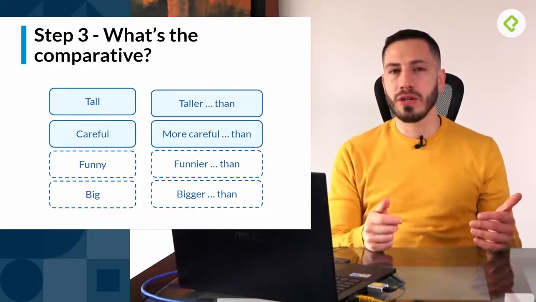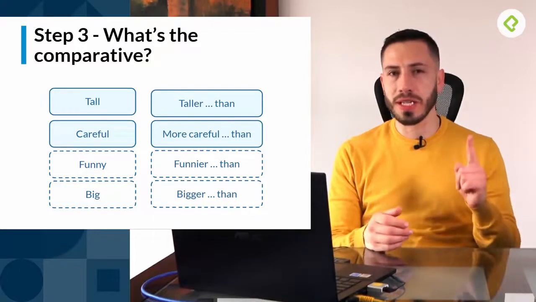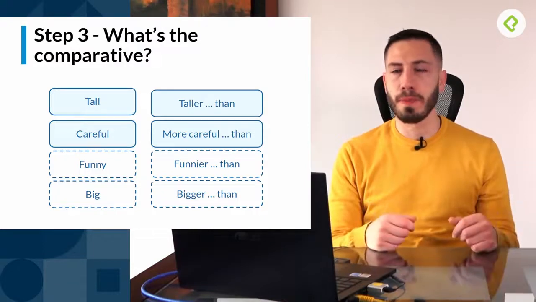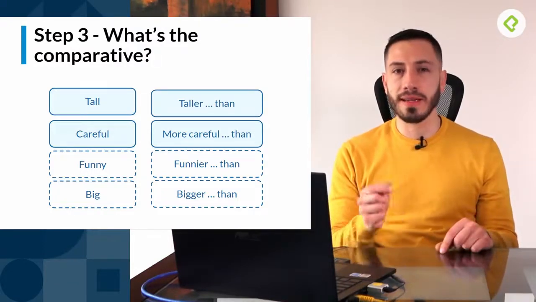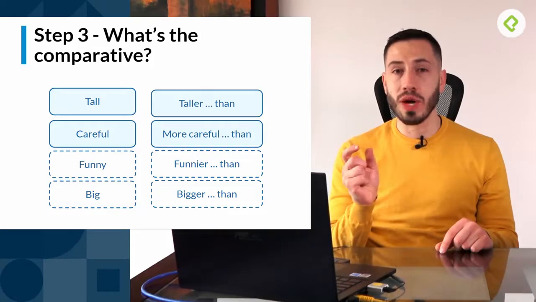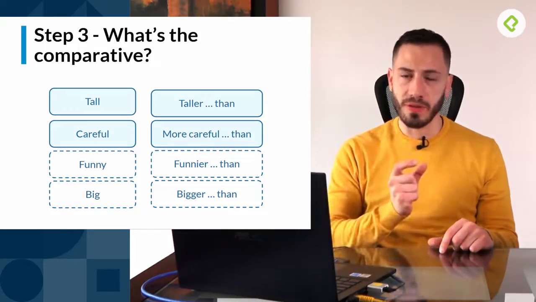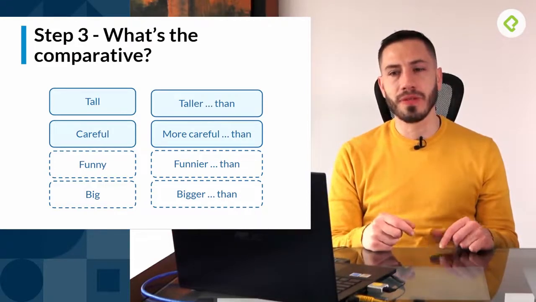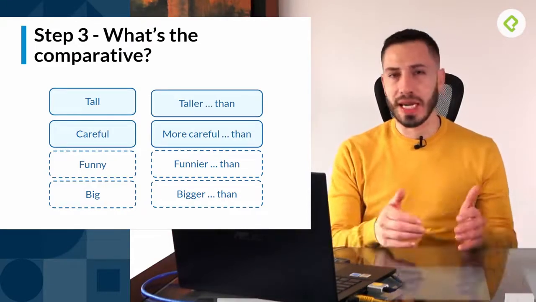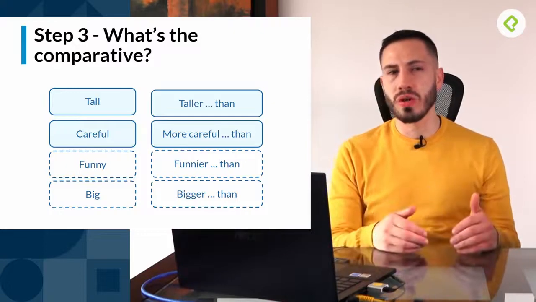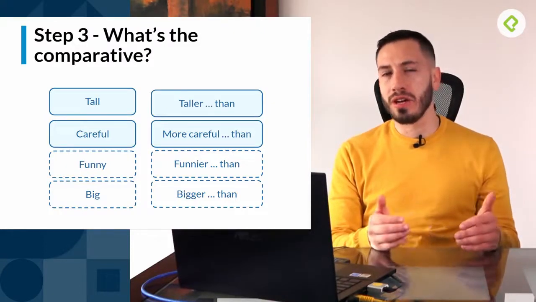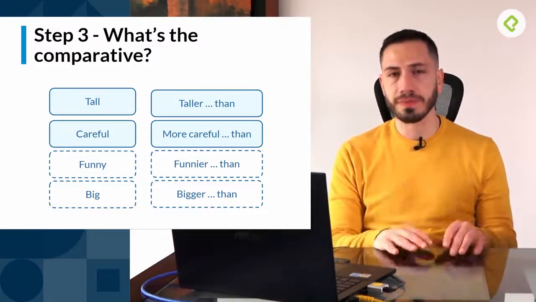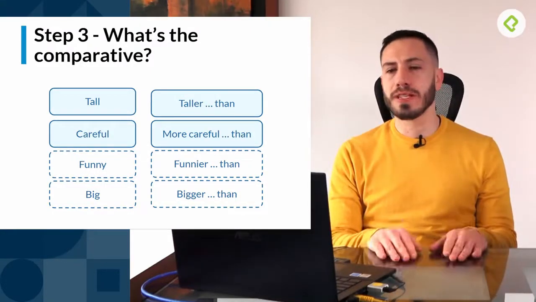Let's imagine that your adjective doesn't have 1 syllable but more, like careful. Careful has 2 syllables. In this case, we don't add ER. We need to add the word more before the adjective and then the word than after the adjective. For example, more careful than. We don't say carefuler. That would be very strange. Remember, more careful than.